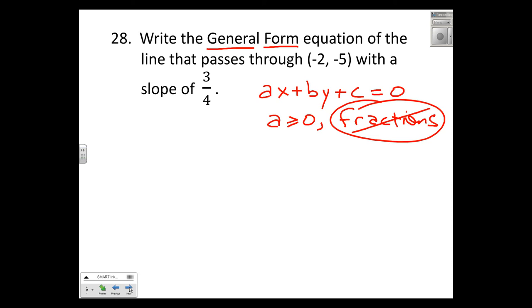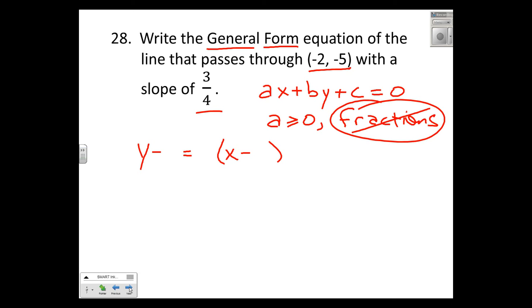So I'm going to go ahead, since they give us a point and they give us a slope, I'm going to use point slope form, which is y minus something equals m times x minus something. And I just call point slope form puzzle pieces.